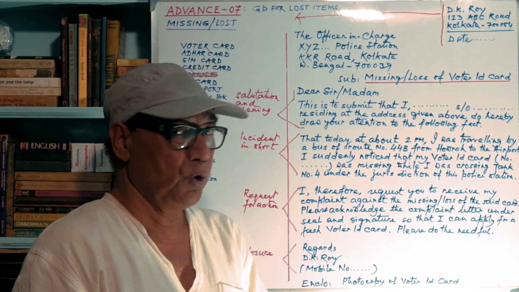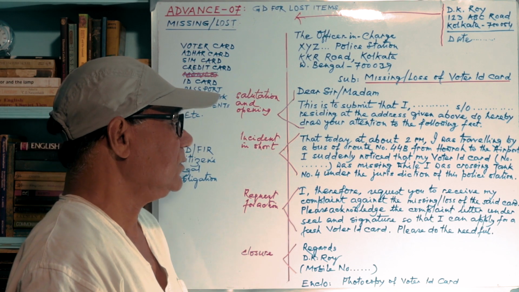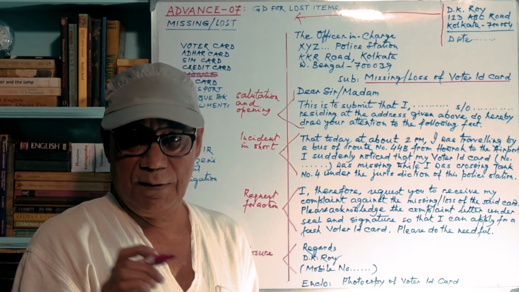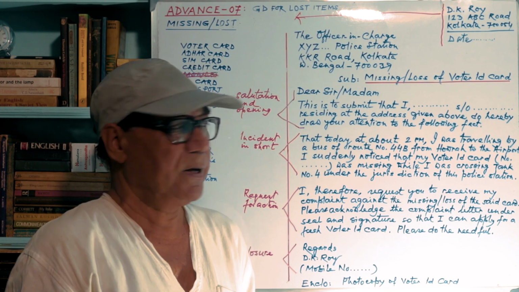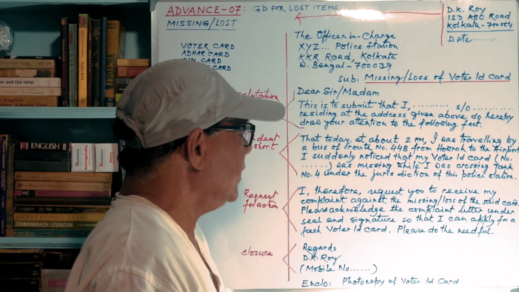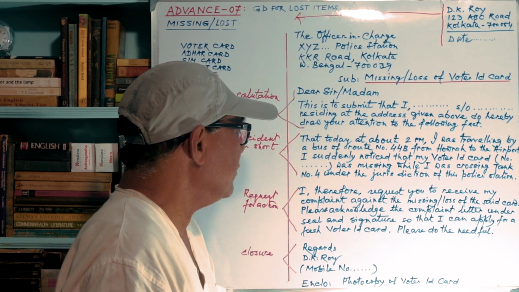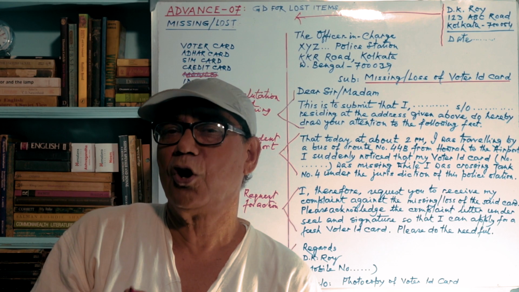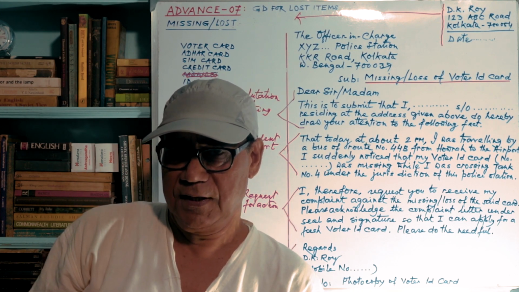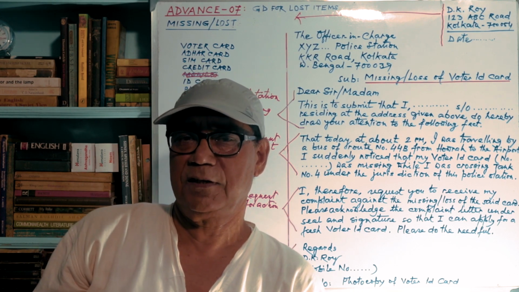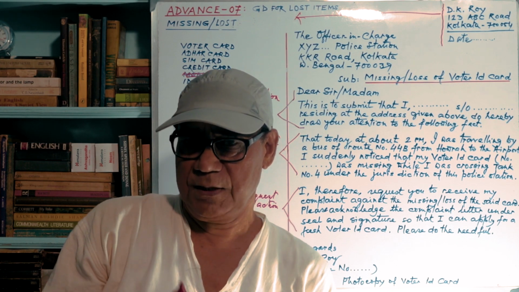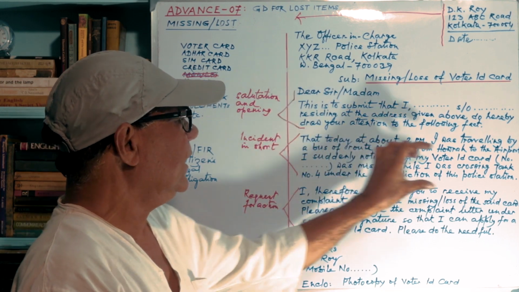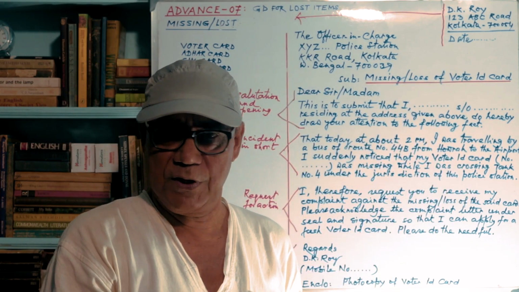I suddenly noticed, and this is important, that my voter ID card number, it is better if you can mention it, was missing while I was crossing tank number 4 under the jurisdiction of your police station. Tank number 4 is the location where I noticed that my voter ID card was missing. So this is a short, full background description.